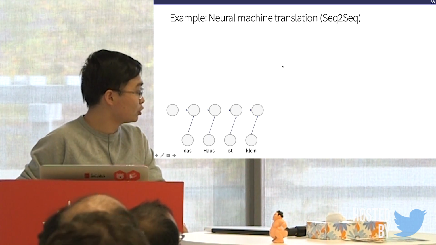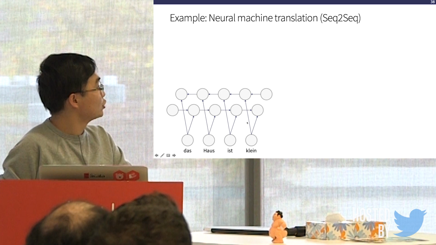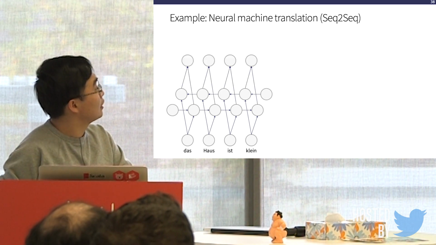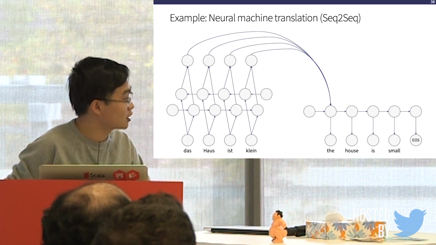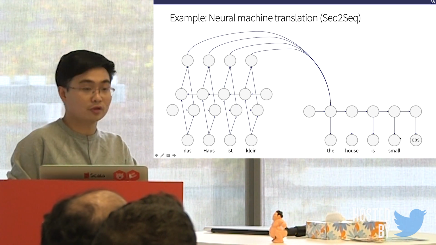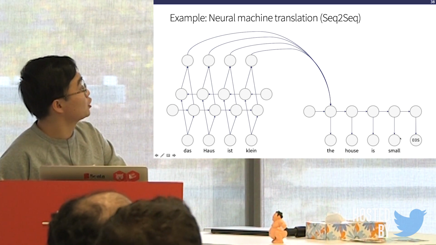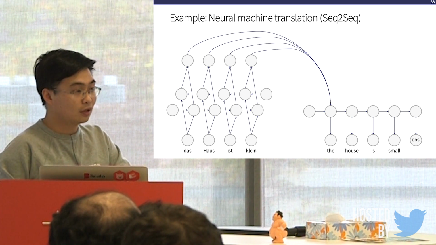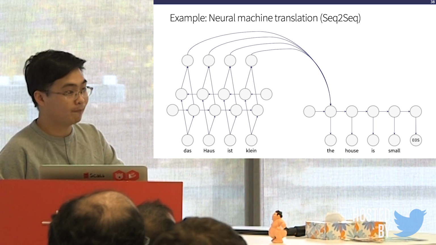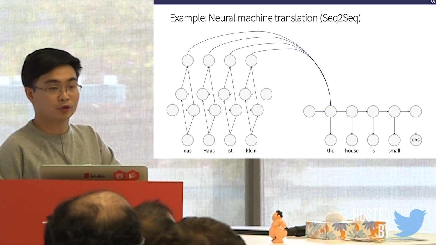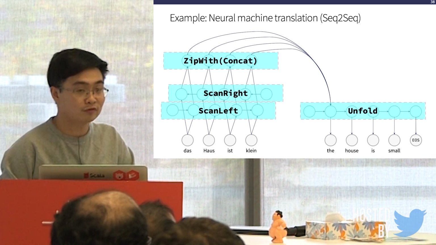Or we could even do neural machine translation. For example, this is a German sentence, "Das Haus ist klein." We do this as a forward and a backward pass, and then together, and then unfold to get the English translation, "the house is small." And this is the end of sentence symbol. This is a variable architecture, the state-of-the-art sequence-to-sequence architecture from neural machine translation. This is about 1,000 lines of code in Python. But if we're doing Scala, we know functional programming. This is a very functional program. This is scan left, scan right, zip with, and this unfold.